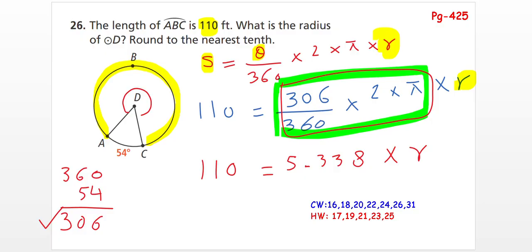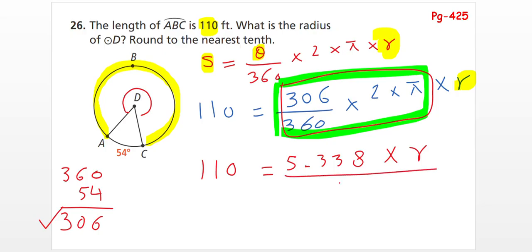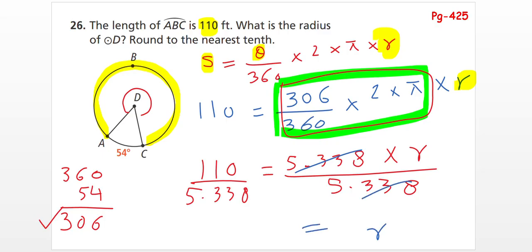Now we want to make this r alone. So what can we do? Divide this side by 5.338 and divide this side by 5.338. So what will happen? This one will cancel this. So we will get the value of the radius, that is becoming 20.6. Okay.